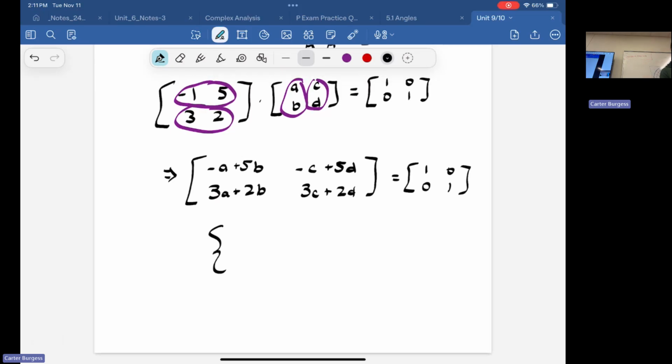So what is my A and B system of equations here? What should my first entry be equal to? Very nice. And what should my row 2, column 1 be equal to? Very nice. And for my second system, what should my upper right be equal to?